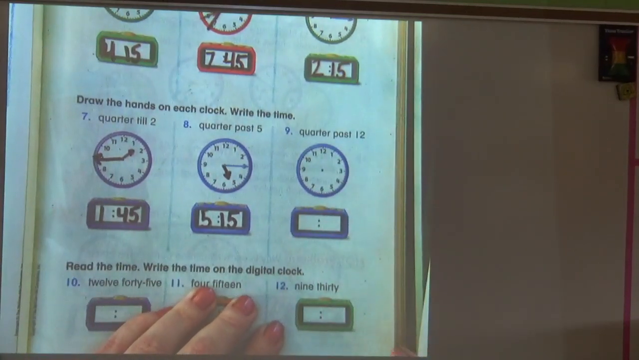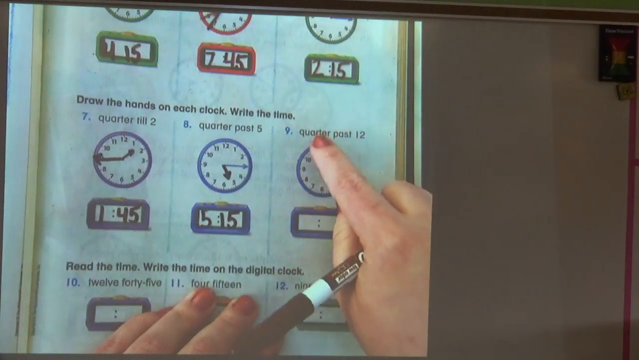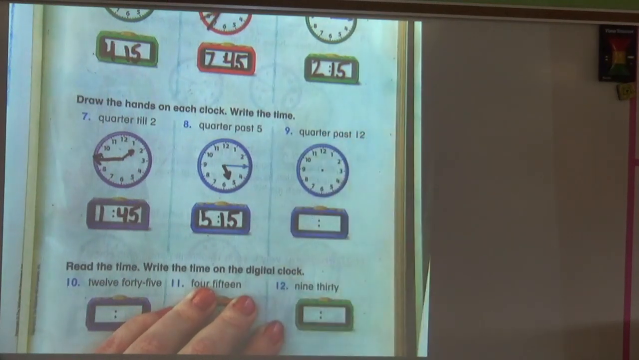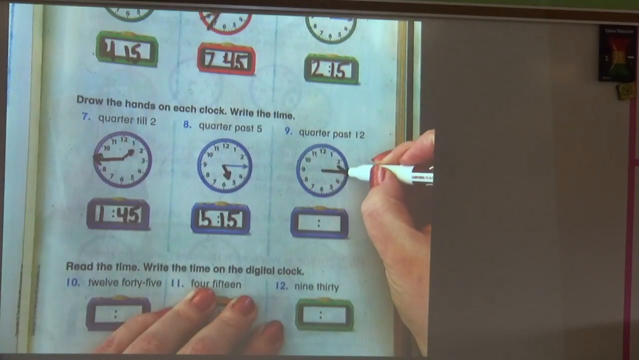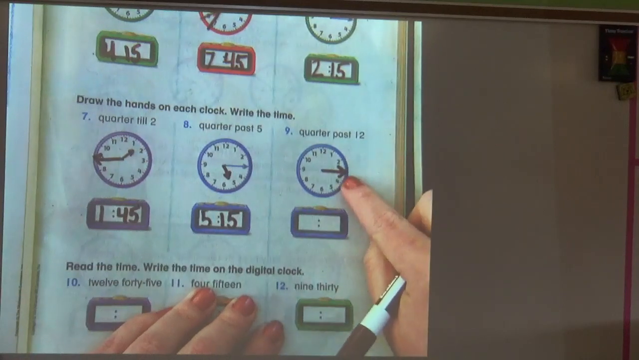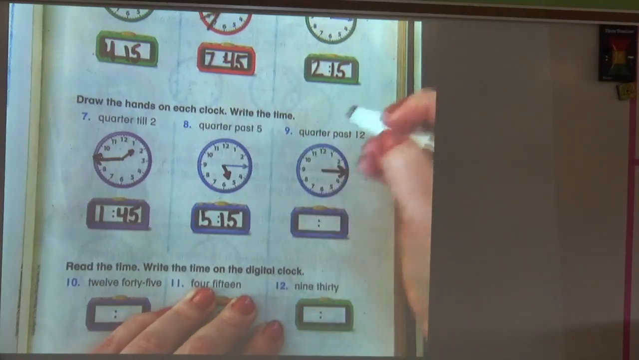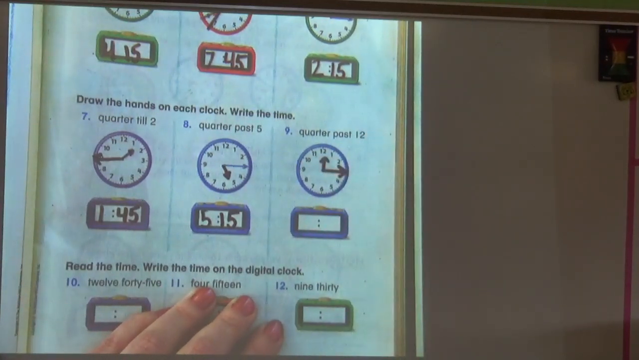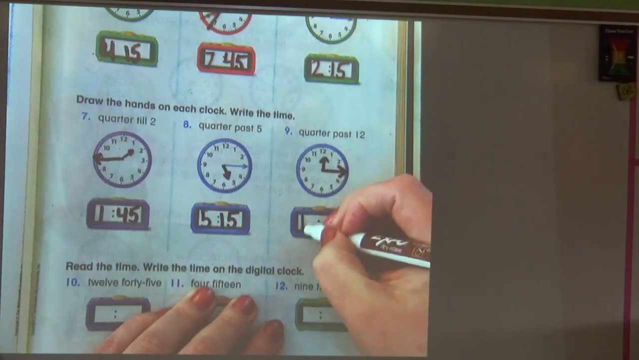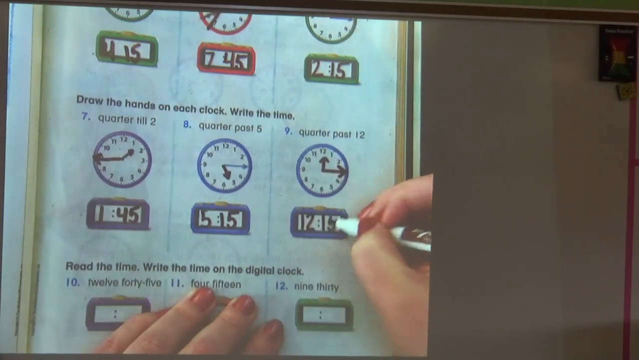Now you have to draw both hands to show quarter past 12. Show me quarter past 12 on your clock. Let's draw the minute hand first because we know that quarter past means that it's going to be directly on our 3. And quarter past 12 means that our hour hand is just going to be a smidgen past 12. And on our digital clock, it will say 12:15.